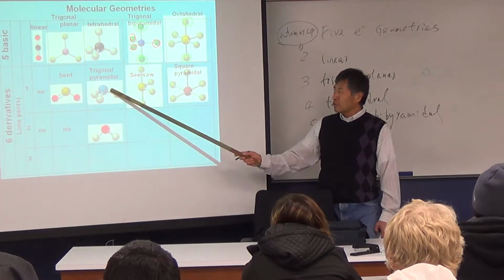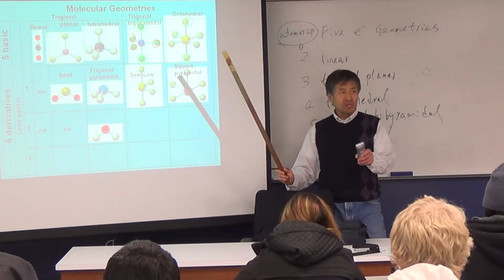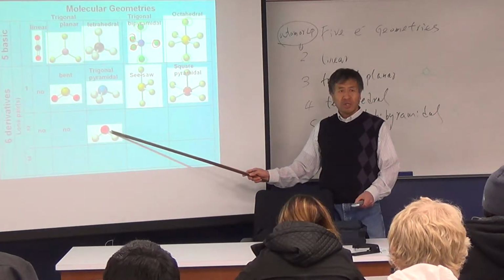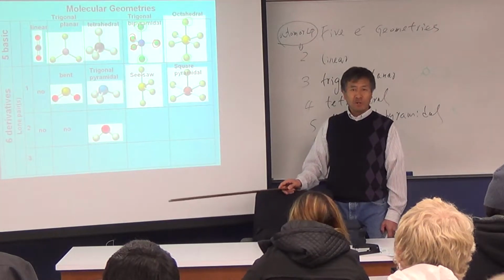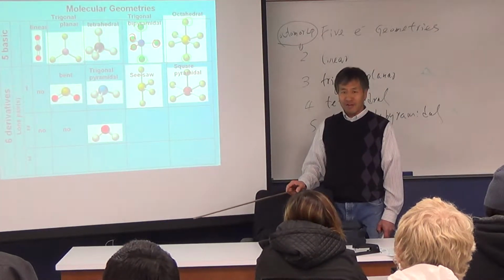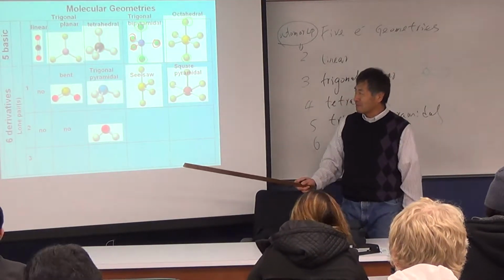So again, it looks like you did not take any one way, but you take this one way, then you rotate that a little bit, you get this. So now what do you call this? What do you call this geometry? A bent. It's not linear, so this is bent.